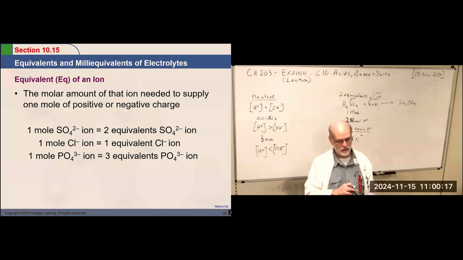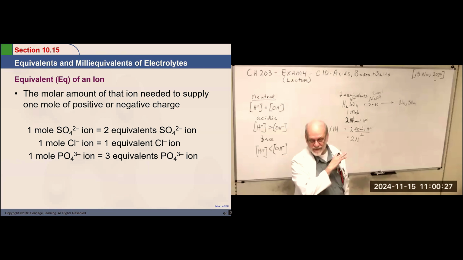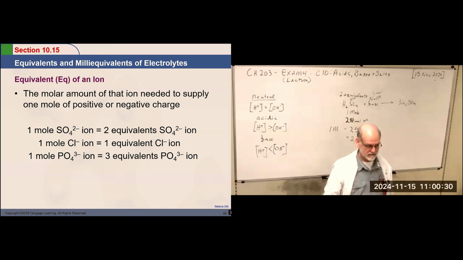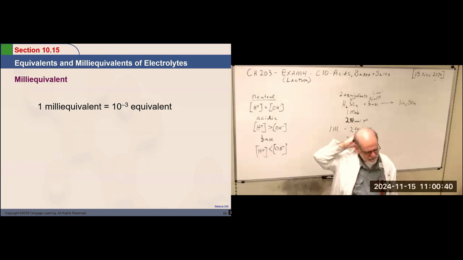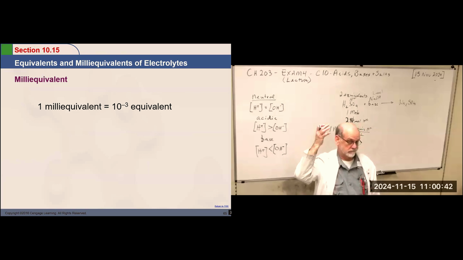Instead of molar, we say normal, because now we've changed our numerator from moles to equivalents. And if you know the normality of your solutions, then it doesn't matter what the acid or base is. You can calculate the consequences, the reaction results. A milliequivalent is simply 1,000th of an equivalent.